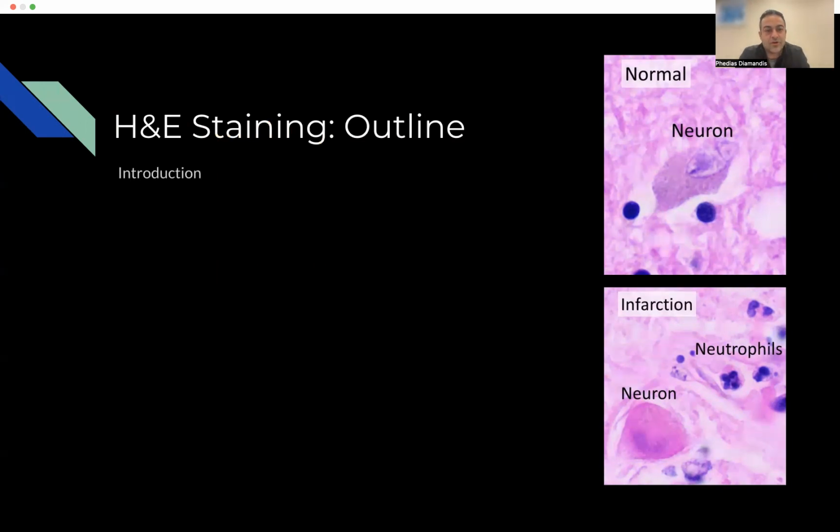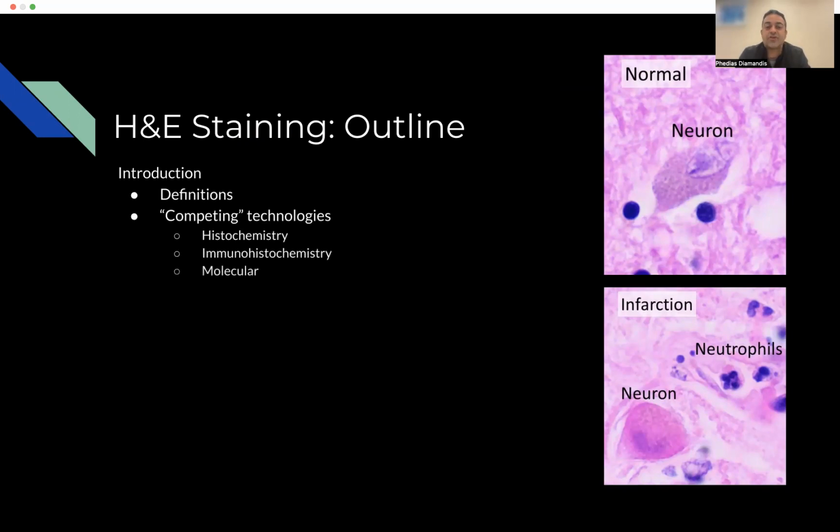And we're going to be going over some definitions. We're going to be looking at some of the competing or complementary technologies for this stain, which include histochemistry, immunohistochemistry, which is the subject of another NeuroPsyQ video, and just talking about some of the key differences with molecular, which is the modern tool that we have in pathology that's often being compared to histomorphology.